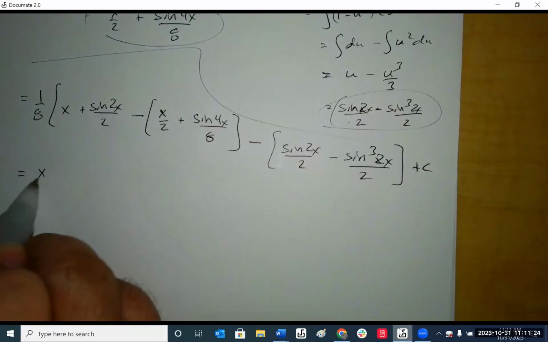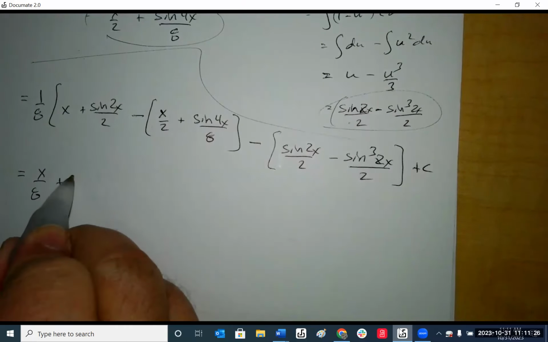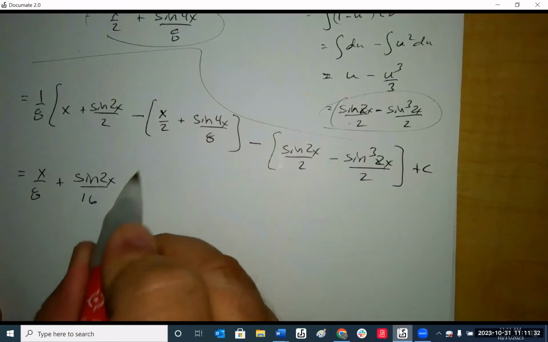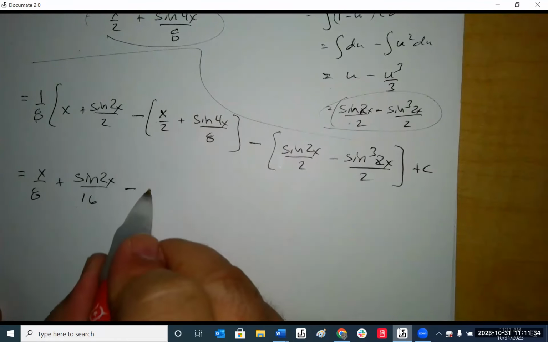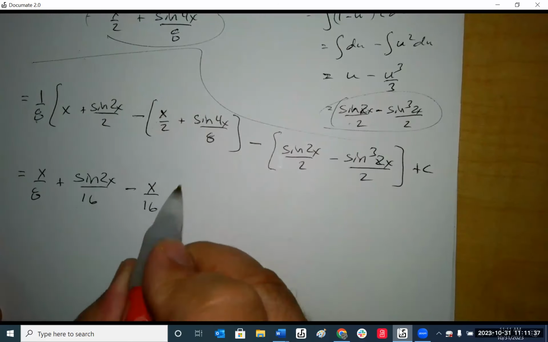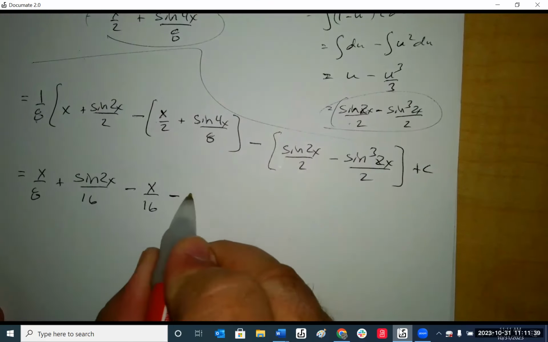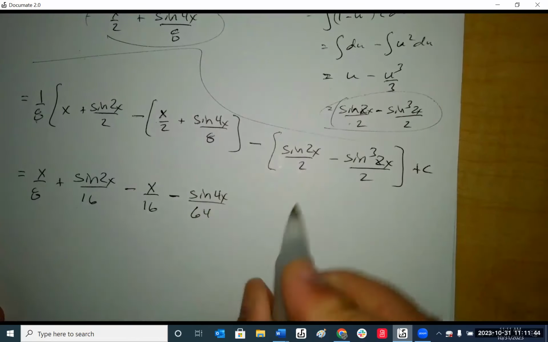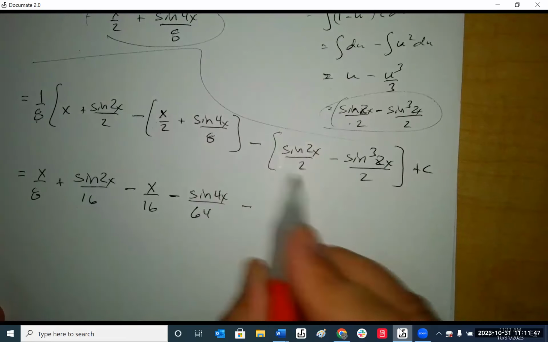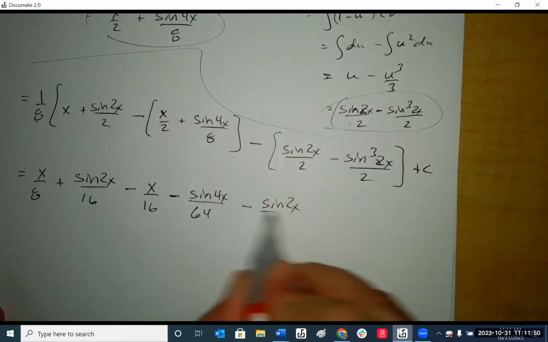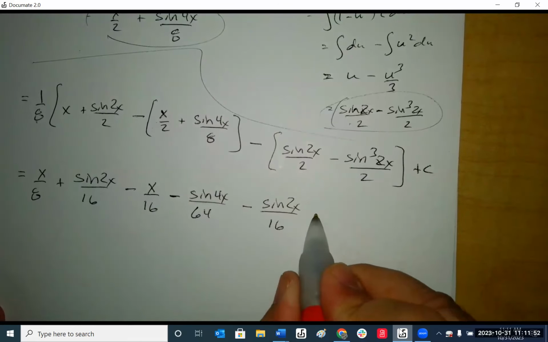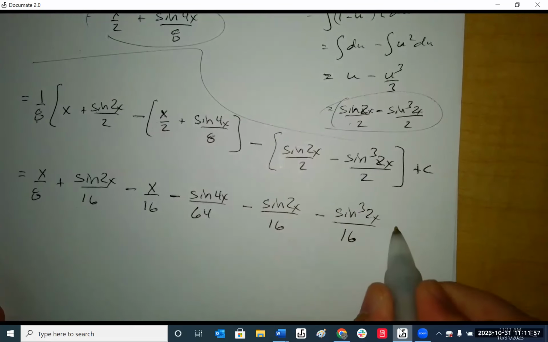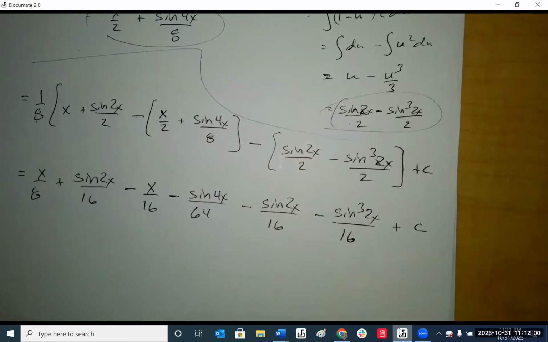Okay, so I have x over 8 plus sine 2x over 16, minus x over 16, minus sine 4x over 64, minus sine 2x over 16, minus sine cubed 2x over 16 plus c.